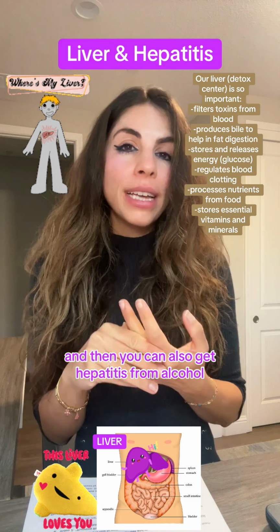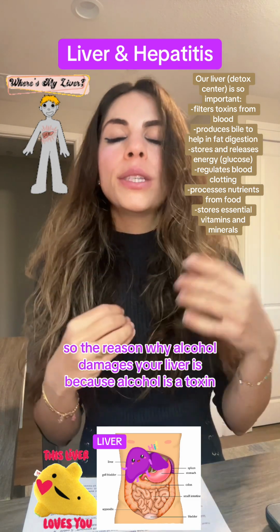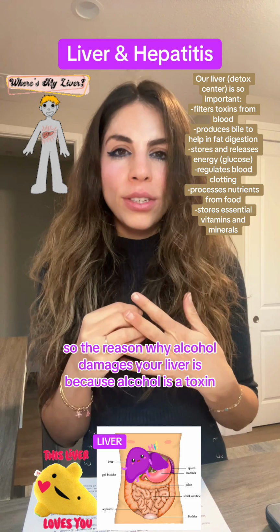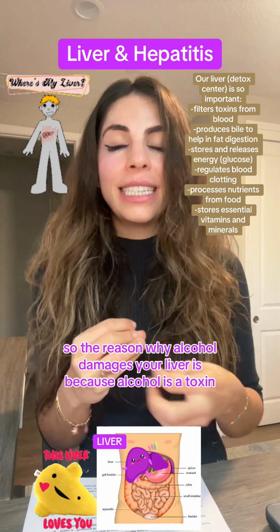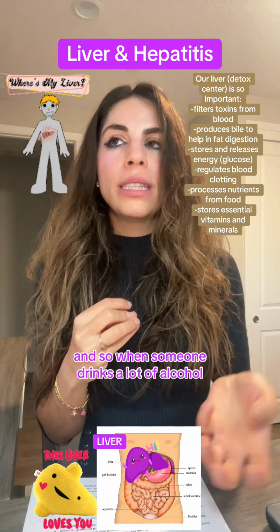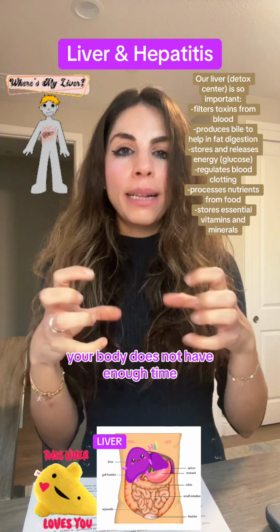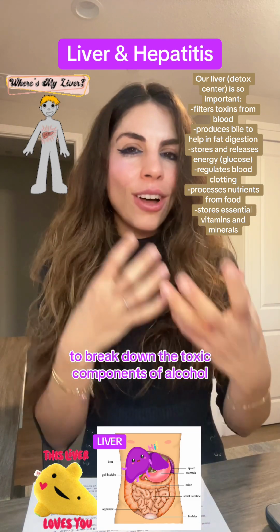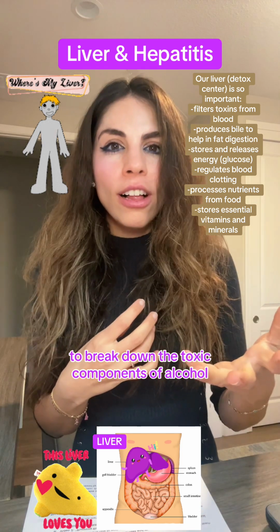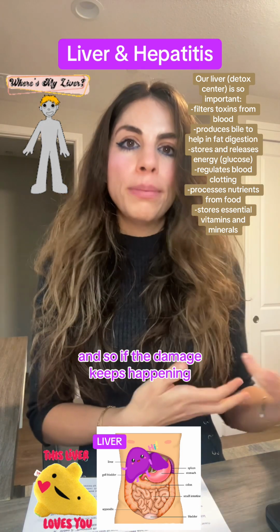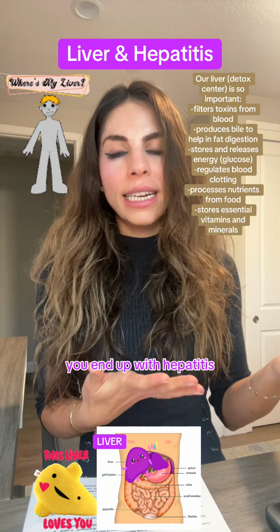And then you can also get hepatitis from alcohol. The reason why alcohol damages your liver is because alcohol is a toxin. When someone drinks a lot of alcohol, your body doesn't have enough time to break down the toxic components of alcohol. And so if the damage keeps happening, you end up with hepatitis.